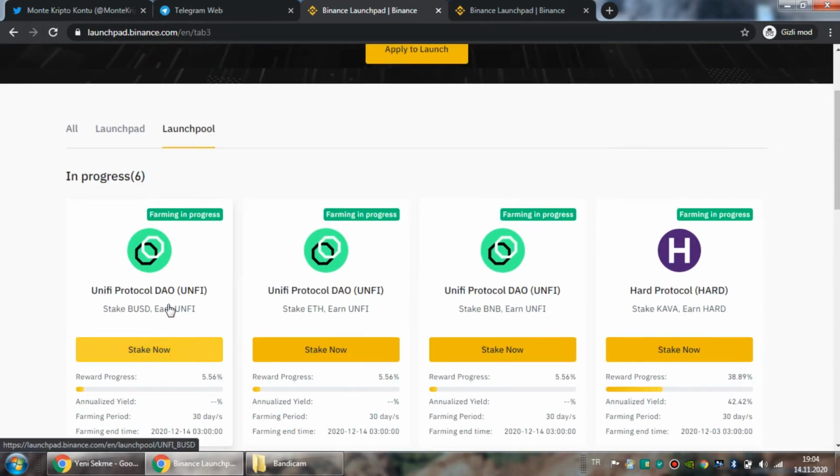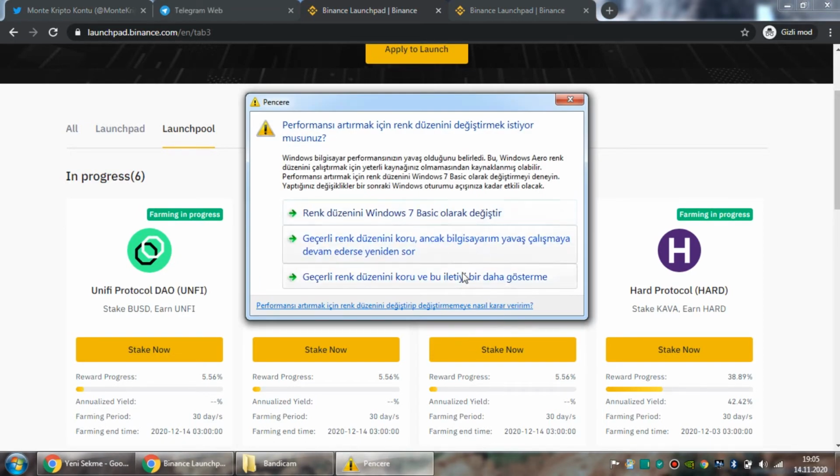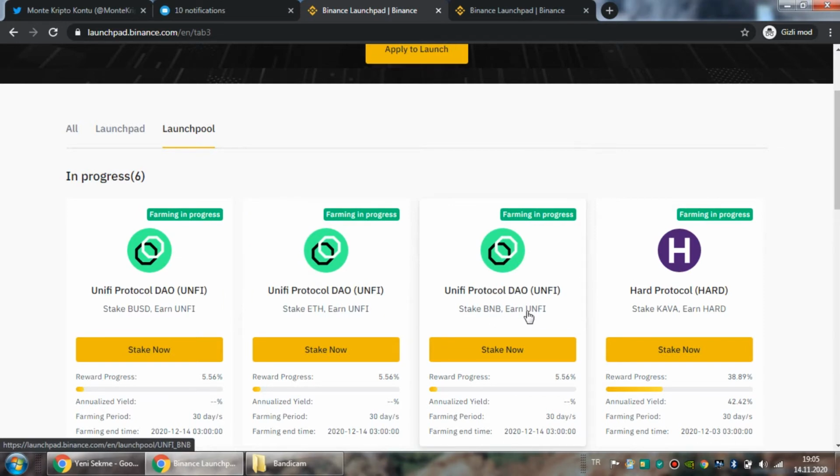Okay, now you can stake BUSD. As I said, this is $1. One BUSD is 1 USD. BUSD means Binance USD. So we call it a stable coin, okay? And you can also stake Ethereum, and I'm sorry, we can stake BNB.